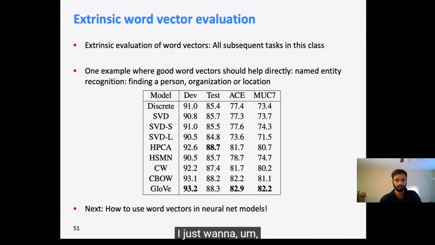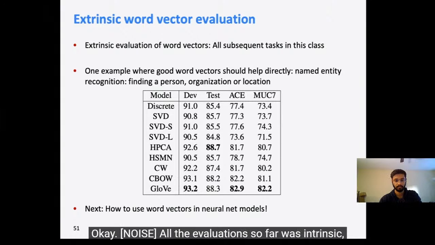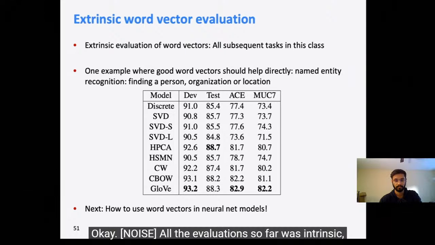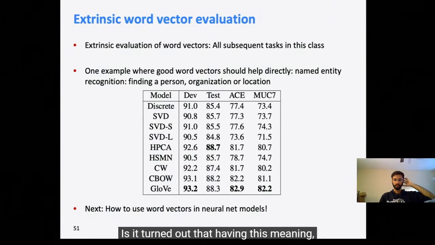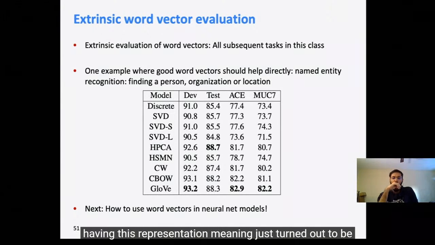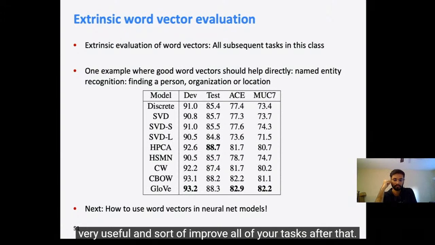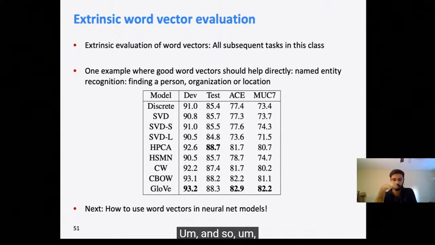I just want to say one more thing. All the evaluation so far was intrinsic. You also might want to do extrinsic evaluation. Why word vectors excited people in NLP so much is it turned out that having this representation of meaning was very useful and improved all of your tasks after that.